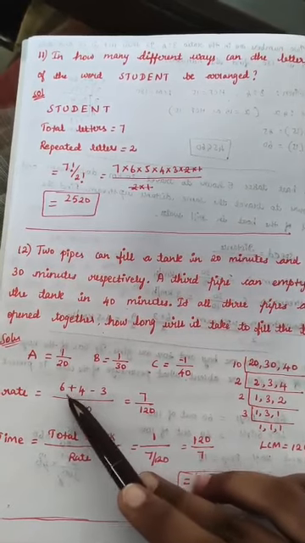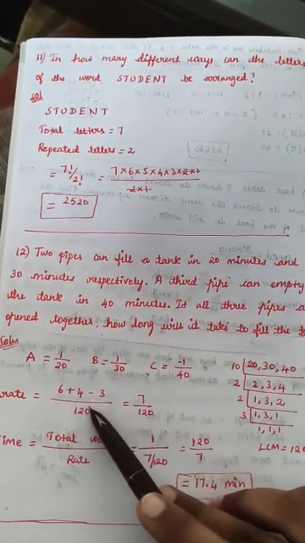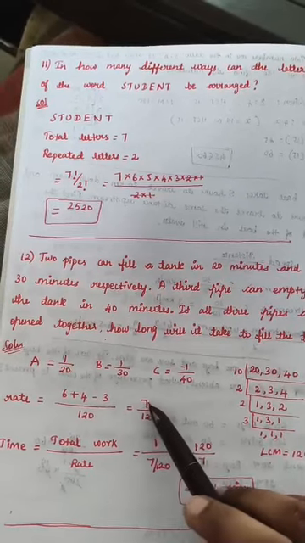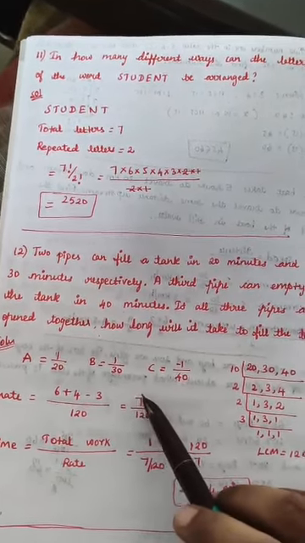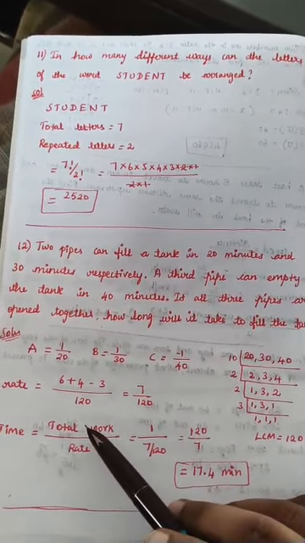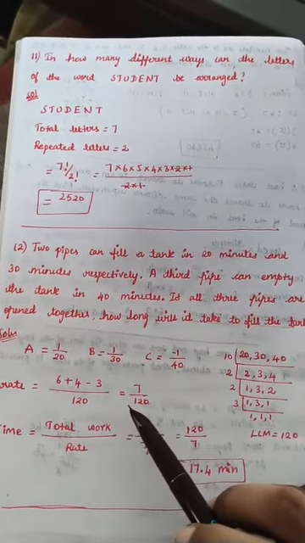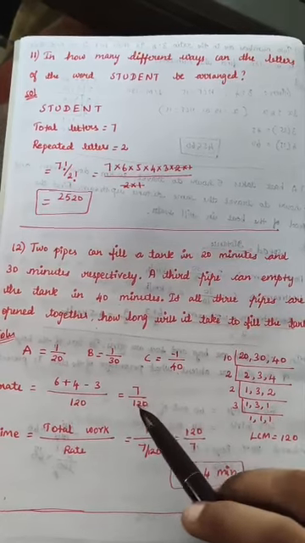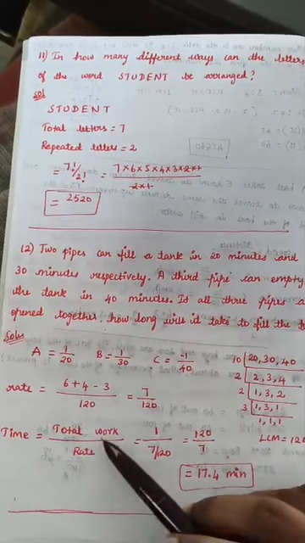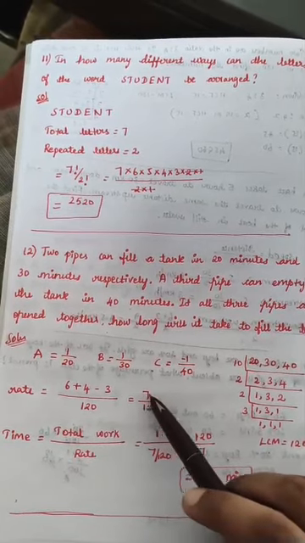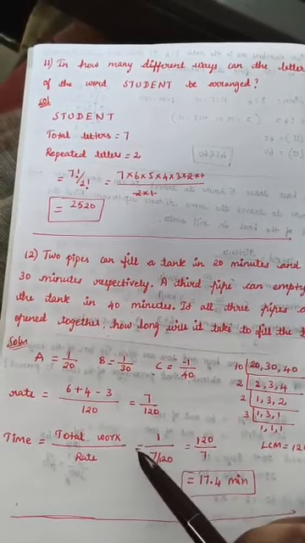So, 6 plus 4 minus 3 divided by 120 is 7 by 120. So, this 7 by 120 is the rate. To identify how long it will take to fill the tank, we need two factors, that is total work and rate. The rate we have identified, which is 7 by 120.